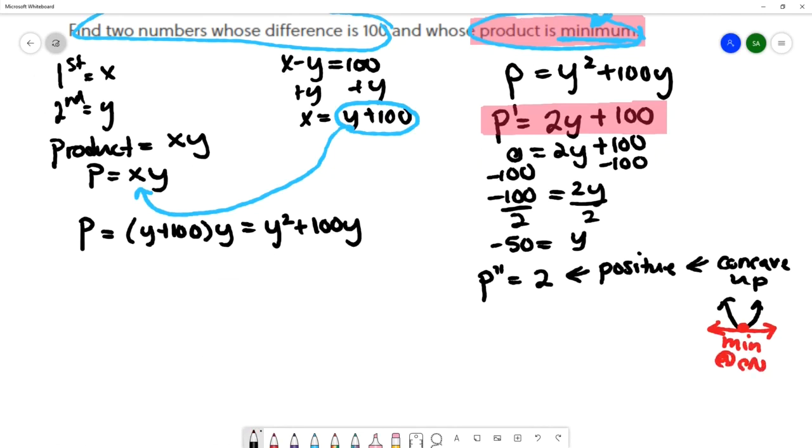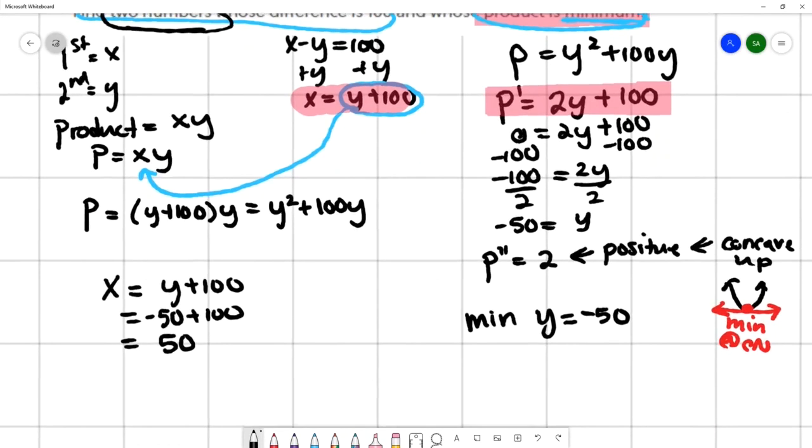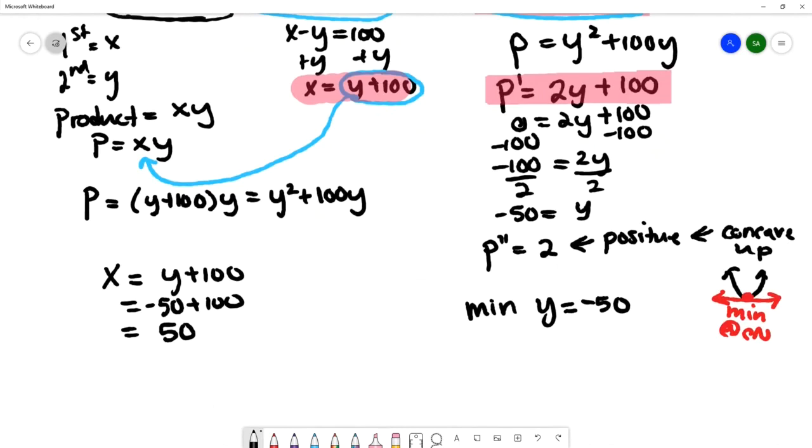And so we know that we have a minimum when y is equal to -50. And our directions up here say to find the two numbers. So I've already found y, and I can find x using this equation right here. X equals y plus 100. That's -50 plus 100, and that is 50. So the two numbers that will produce a minimum product are 50 and -50.